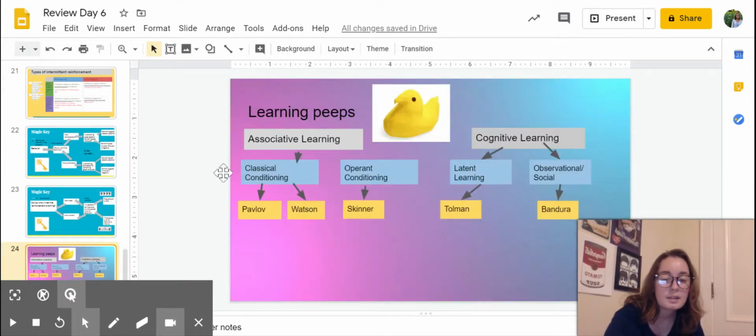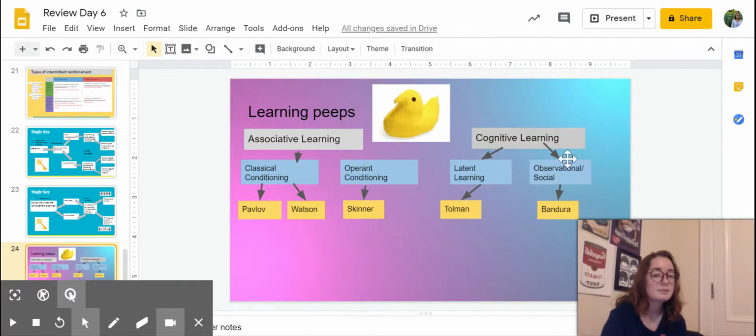And then under cognitive learning, we're now going to talk about latent learning with our friend Tolman. And then we're going to bring up Albert Bandura, who is one of my favorite psychologists, who does observational and social learning.